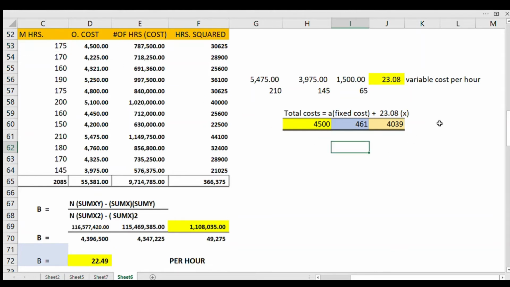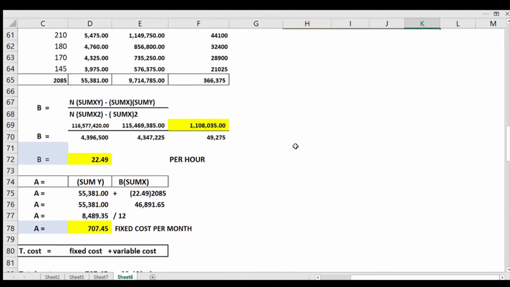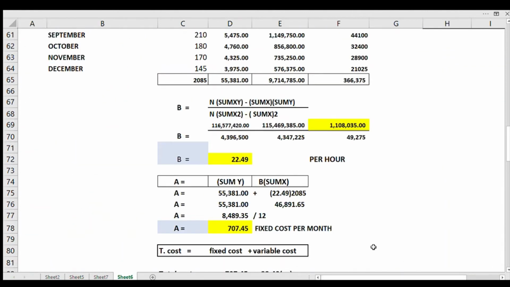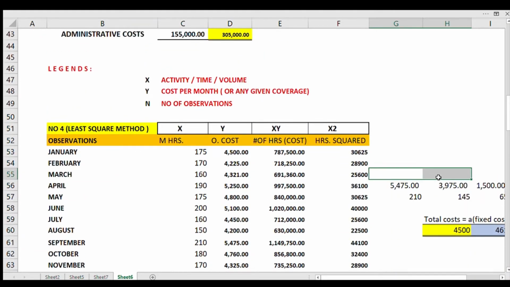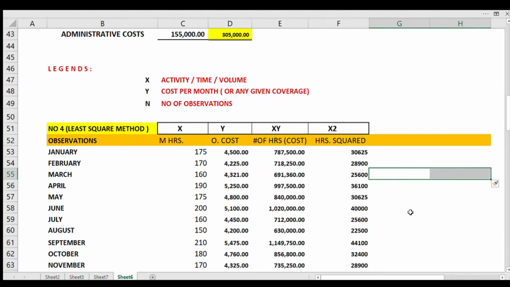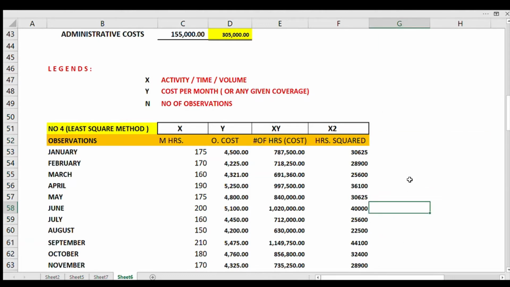Okay, pero let's see kung ang gagamitin natin ay itong tinatawag natin na least square method, ano? Okay. Itong gagamitin natin, least square method. Sige, i-clear natin to. Tingnan natin kung ano ang makukuha natin, no? But we will really apply what is in the formula.